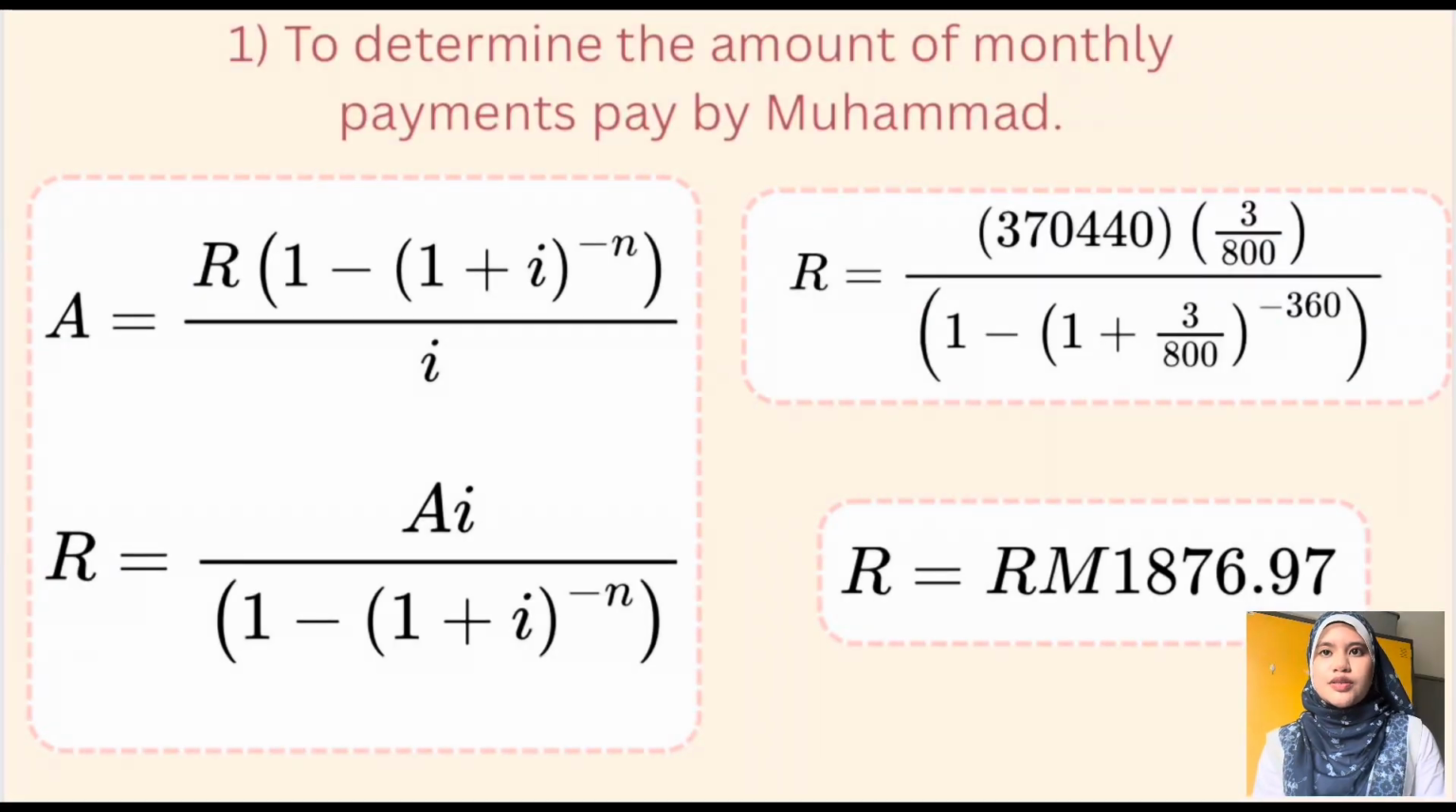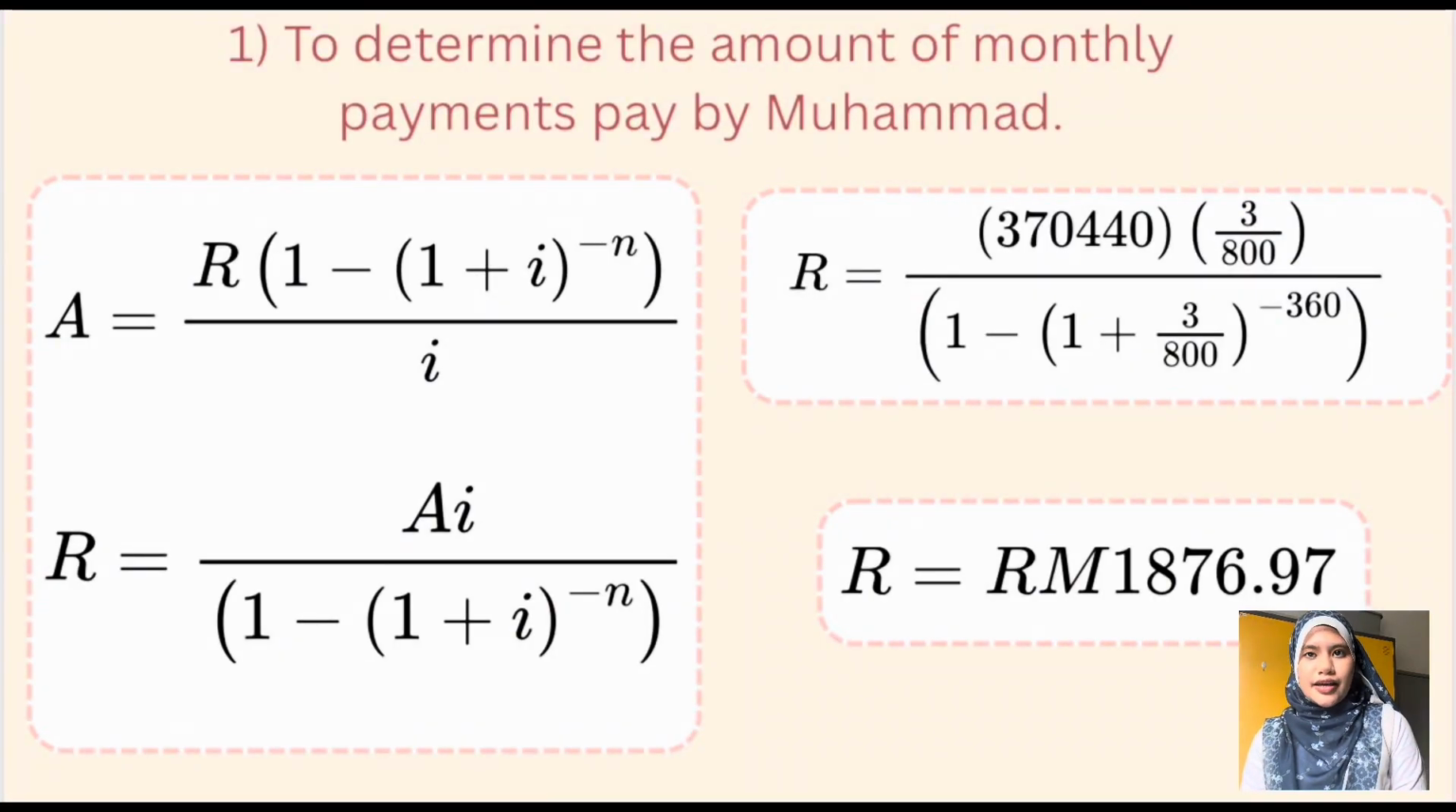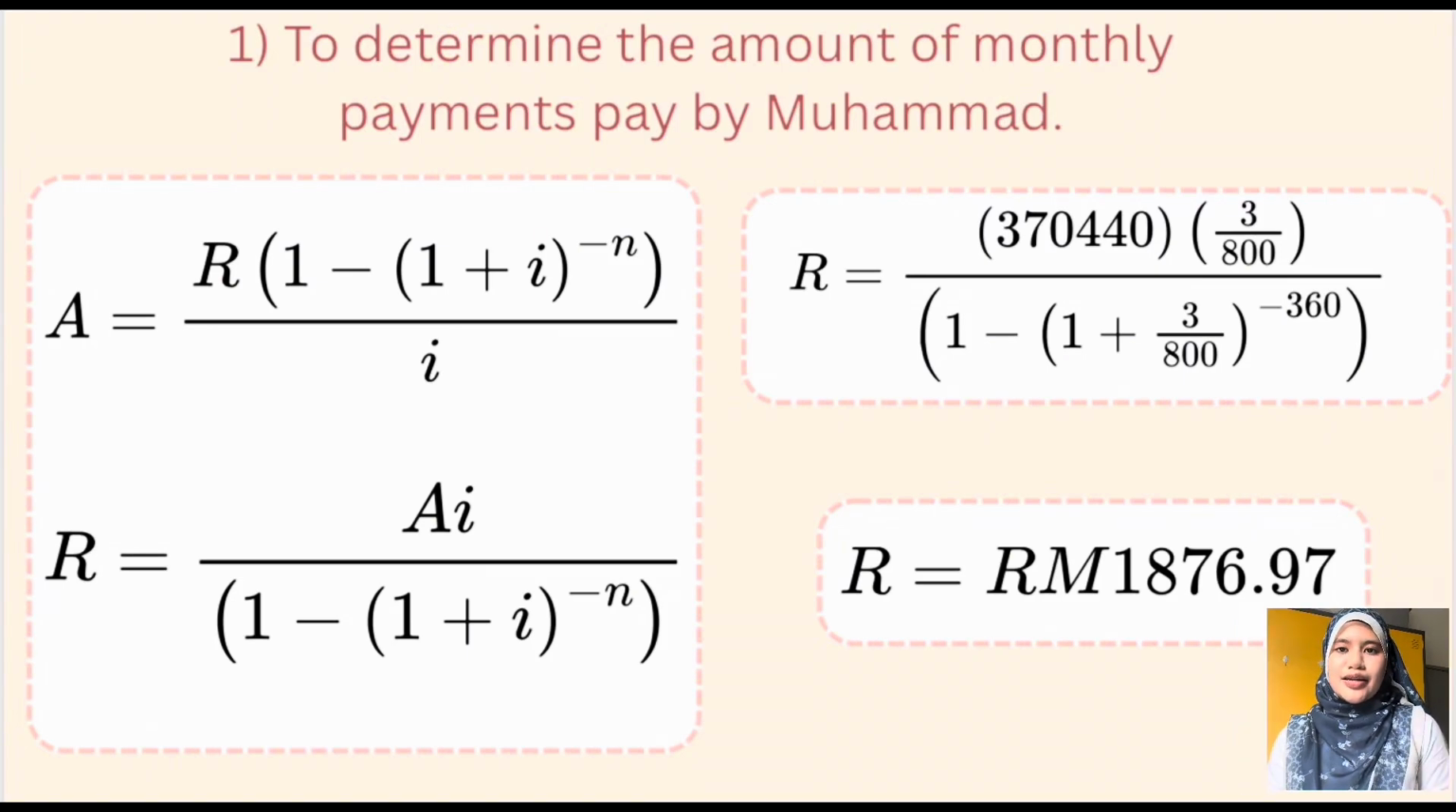The first objective, to determine the amount of monthly payment paid by Muhammad. The formula that we use is A equals R times open bracket 1 minus open bracket 1 plus i close bracket to the power of negative n close bracket over i. Then we switch the formula around and have R equals A i over open bracket 1 minus open bracket 1 plus i close bracket to the power of negative n close bracket.